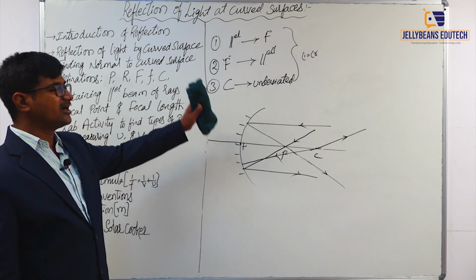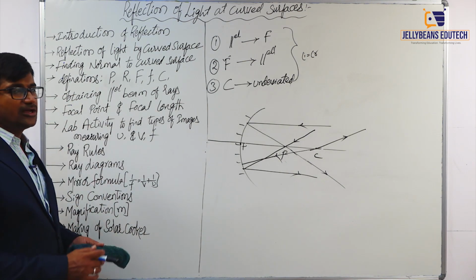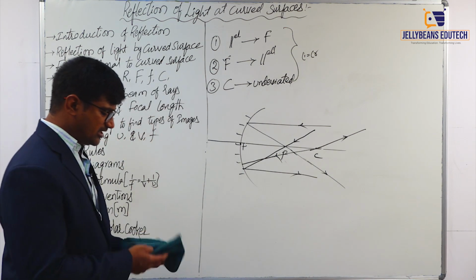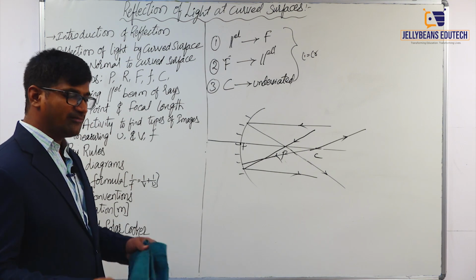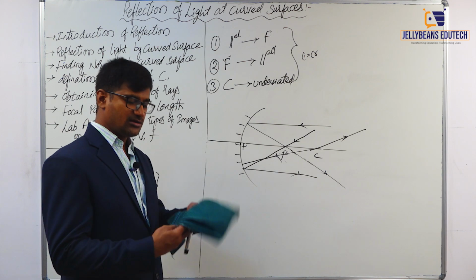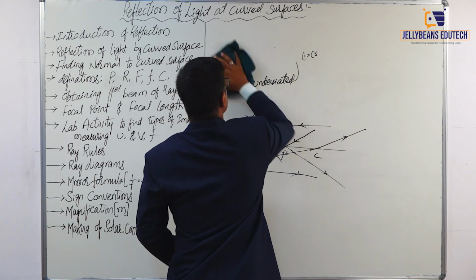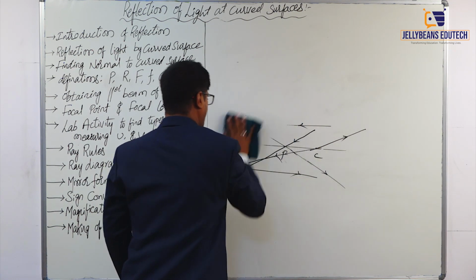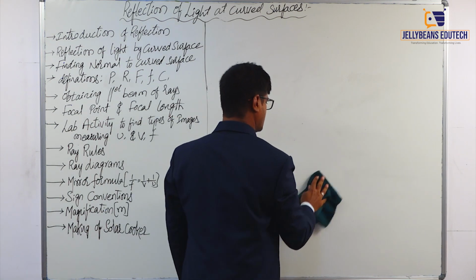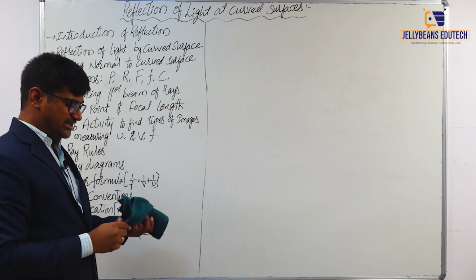So these are the 3 ray rules. On the basis of these 3 ray rules, we are going to draw ray diagrams. So let us see the ray diagrams when the object is placed at different positions. Here we have already seen in the lab activity the 6 different positions of an object for finding the images.